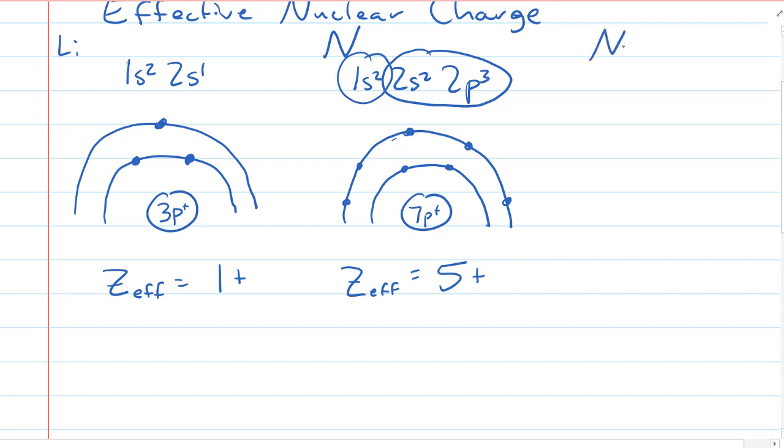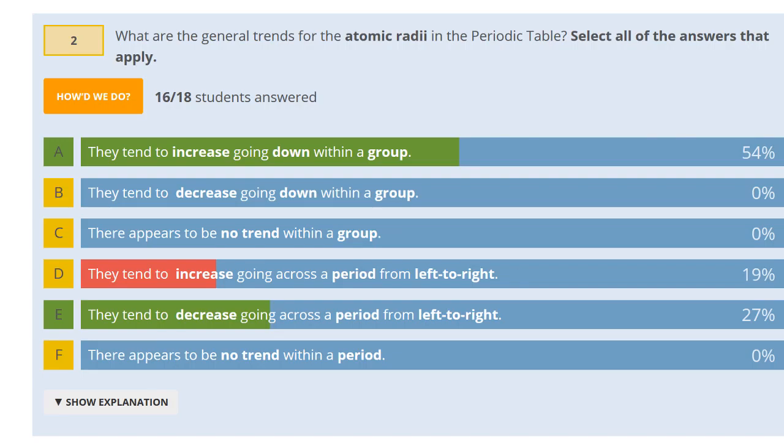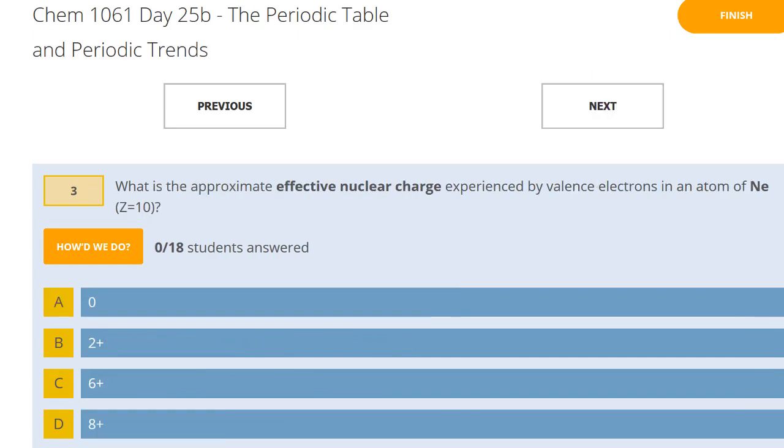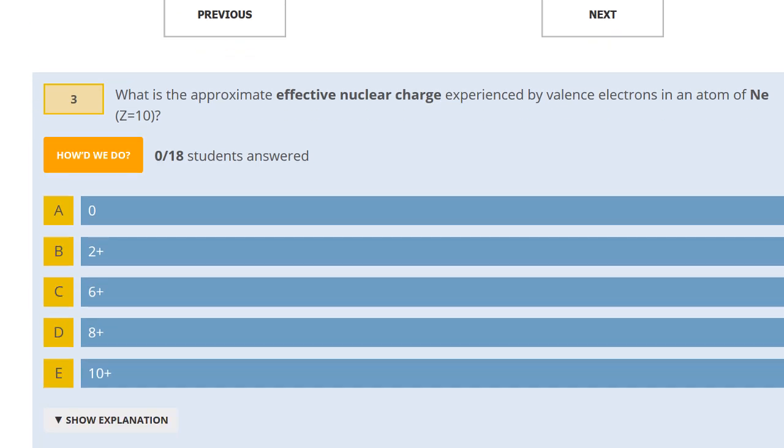Let's see how you're understanding this. Let's go to neon. I'm not going to do this one for you. So for neon, let's see what you can calculate. What is the effective nuclear charge experienced by valence electrons in an atom of neon, which again has an atomic number of 10? What is the approximate effective nuclear charge?